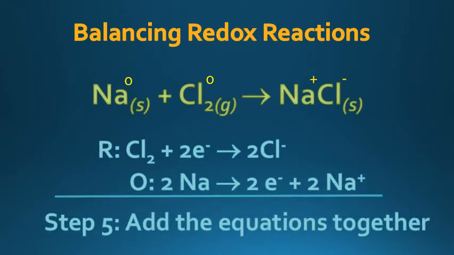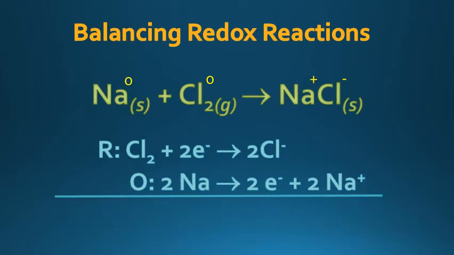Now we're ready to add these two equations together. A couple of things you need to know. If species, that means things like chlorine or the electrons, appear on opposite sides of the arrow, you get to subtract. If they're on the same side of the arrow, you get to add.